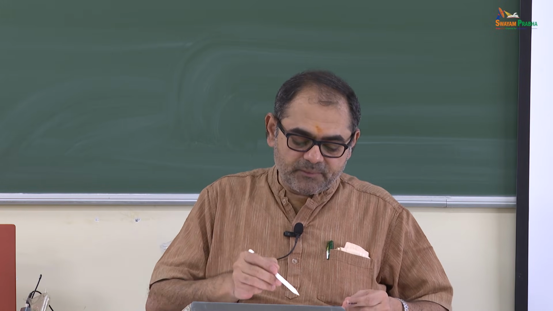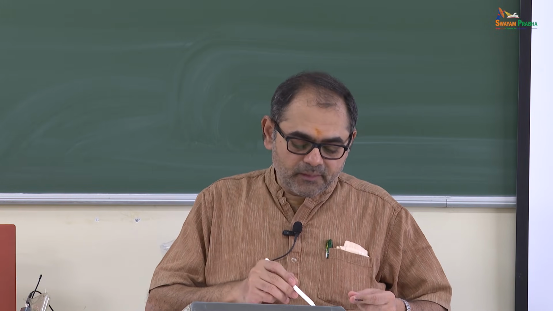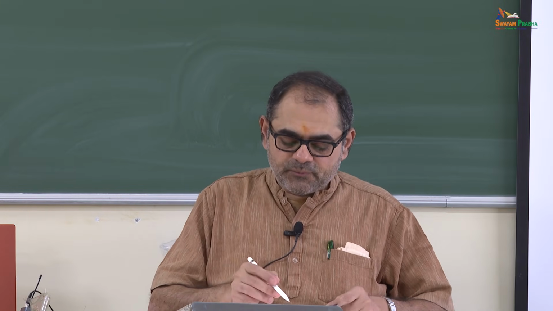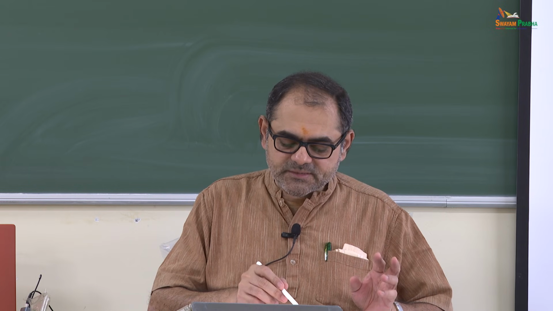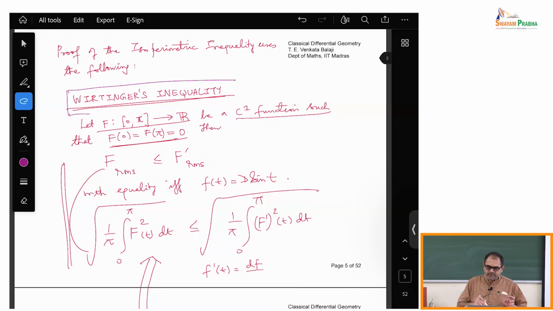Okay, so we continue with this proof of the isoperimetric inequality. Of course, the proof uses this very important Wirtinger's inequality. Okay, so what is the Wirtinger's inequality?